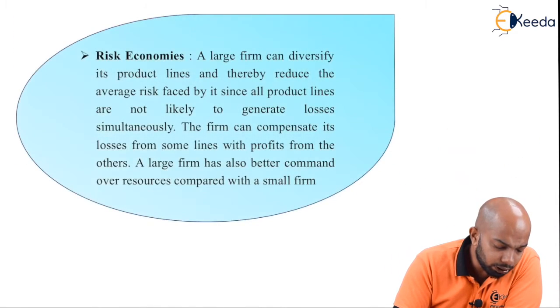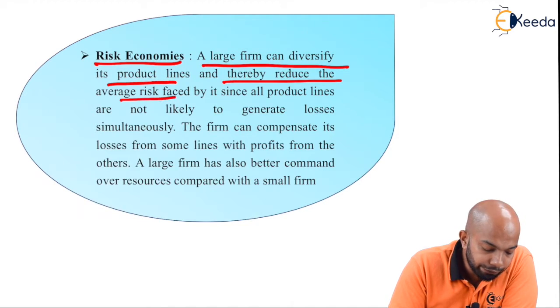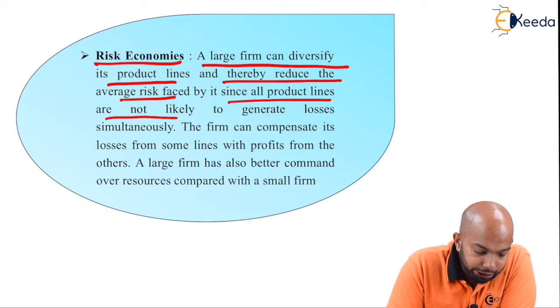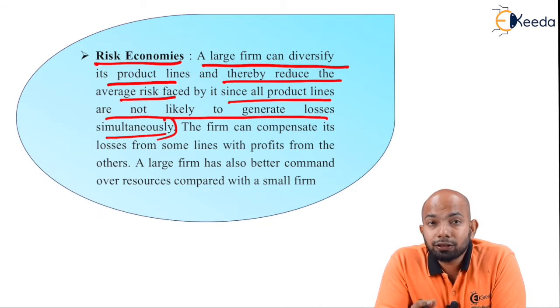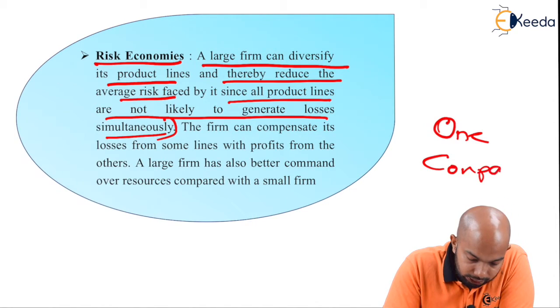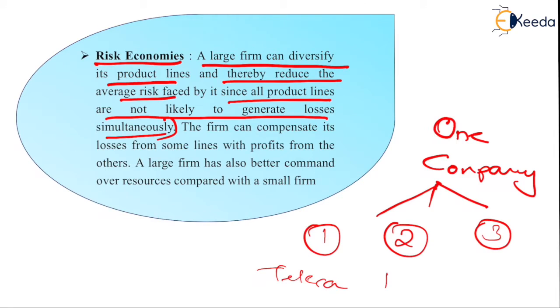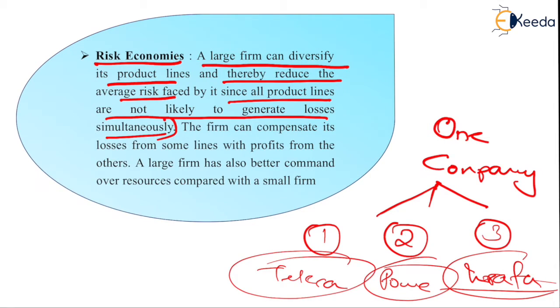Now, the next part refers to risk economies. A large firm can diversify its product lines and thereby reduce the average risk faced by it, since all the product lines are not likely to generate losses simultaneously. Risk diversification is where one company is not making just one single product, but some other kind of product, and some third kind of product. Like Reliance is into telecom, Reliance is into power, Reliance is into infrastructure. At any point, all these businesses cannot bear loss at one single time.